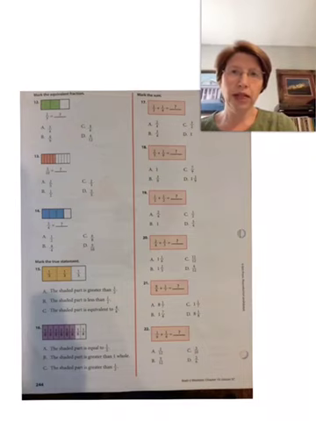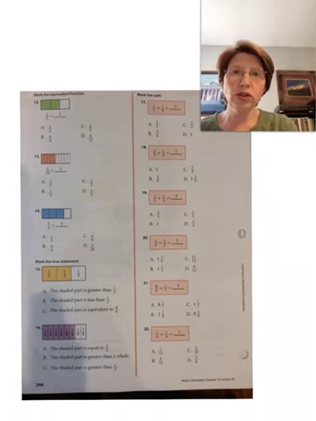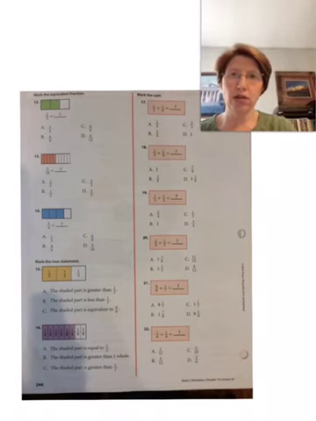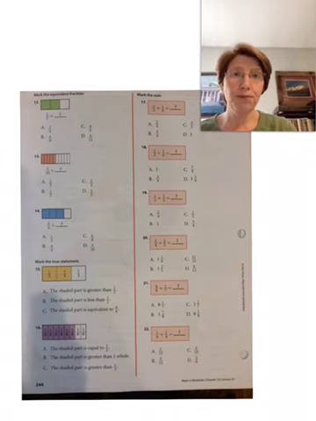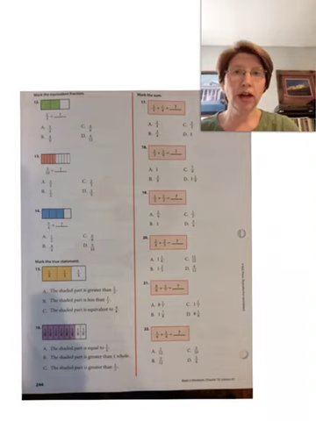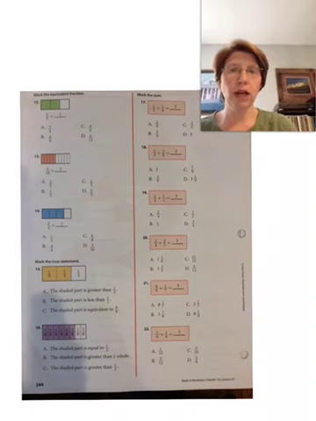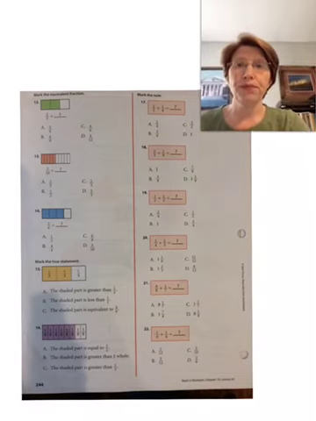If I multiply top and bottom, can it equal 3/4? No, because you can't multiply 2 times anything to get 3. Look at B. I can multiply 2 times 2 to get 4, but if I multiply 3 times 2, do I get 9? No. Look at C. If I multiply 2 times 2, I get 4. If I multiply the denominator, which is 3 times 2, also, I get 6. So C would be the answer.